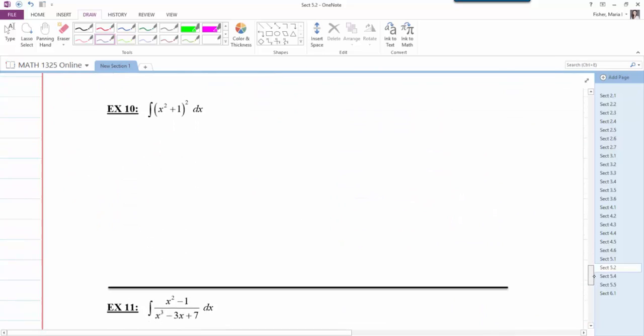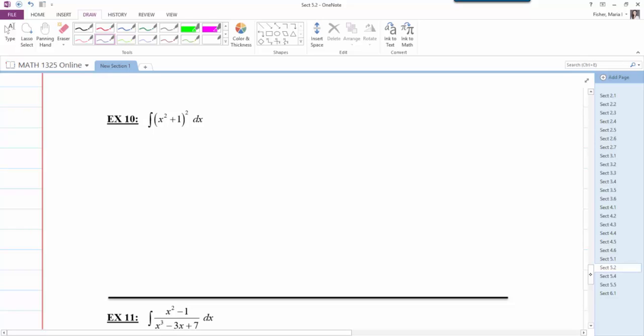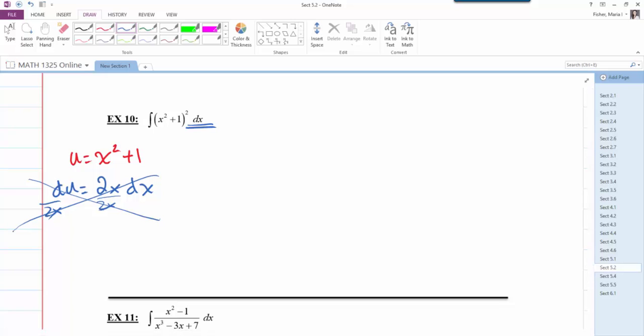Let's look at number 10. Number 10 is the integral of x squared plus 1, quantity squared, dx. And number 10 is very tricky as well, because if I let u equal x squared plus 1, the derivative du would equal 2x dx. And the problem is that we don't have another x there. You are not allowed to divide by an x term. You can divide by numbers, but not by variables. So I can't do this problem by u substitution.